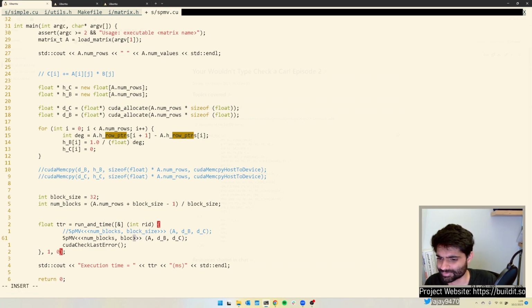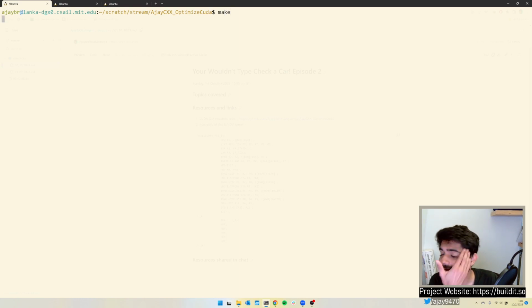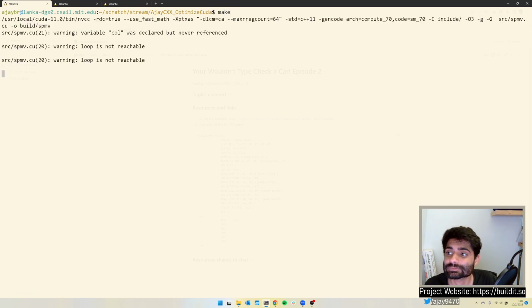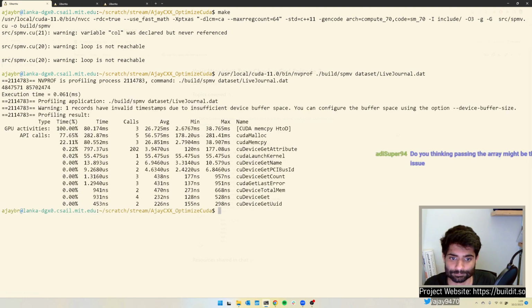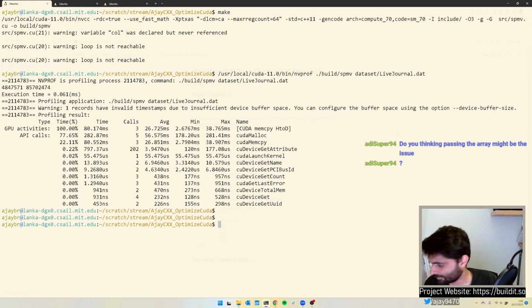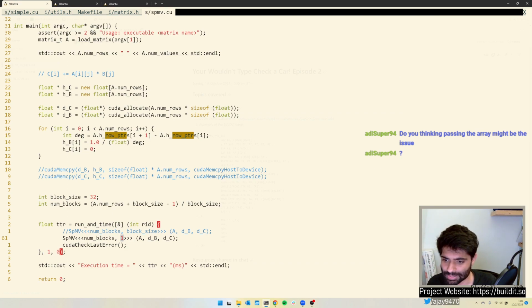Size to be one, it runs. If I set it anything else, it doesn't run. I don't understand what is happening. Oh, it doesn't run again. Do you think passing an array might be an issue? Passing the array might be an issue. You mean passing the matrix as a structure?